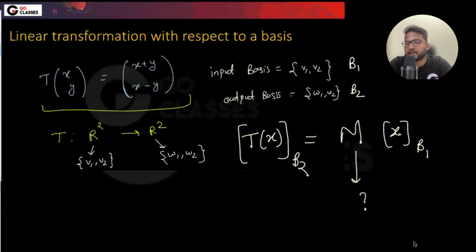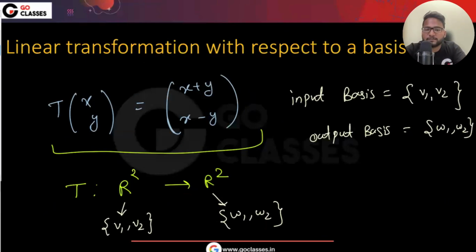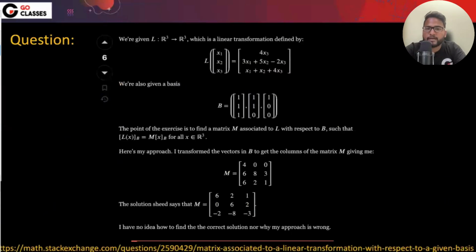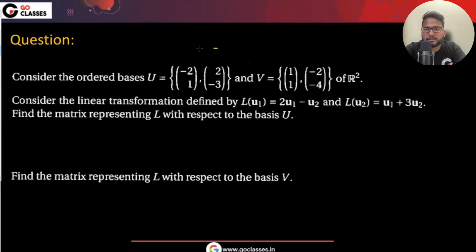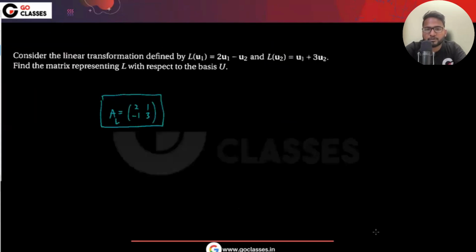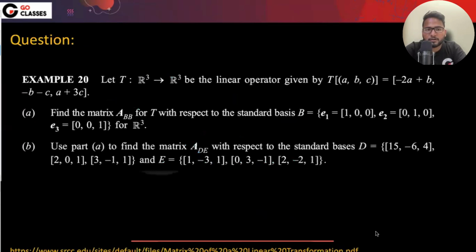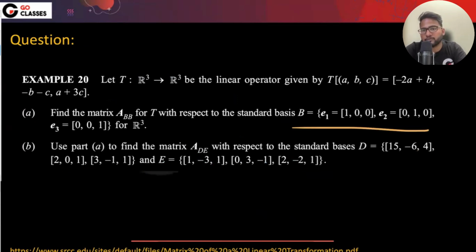Is this idea a little bit clear? Don't worry if it seems tough, it will be very clear later on when we do many examples. As you can see in the slides, we have many examples. For example, this question, where this is the input basis and probably this is the output basis. So here the bases are these. D is one basis, E is another basis. So input and output basis could be different.